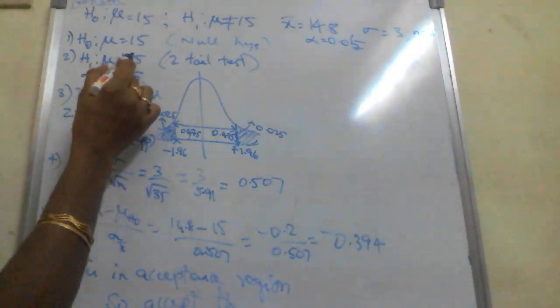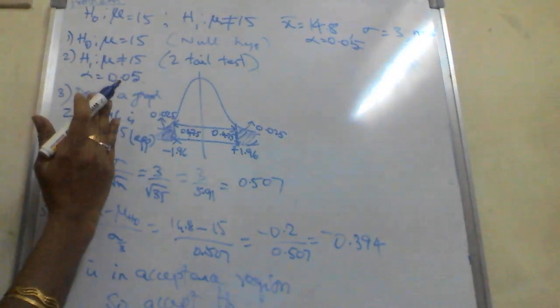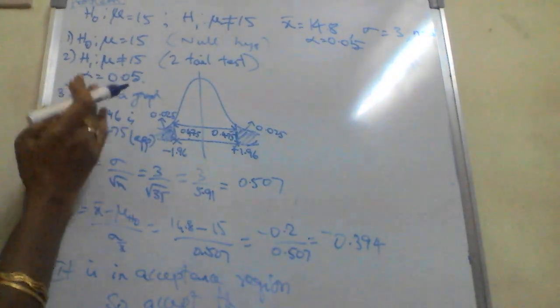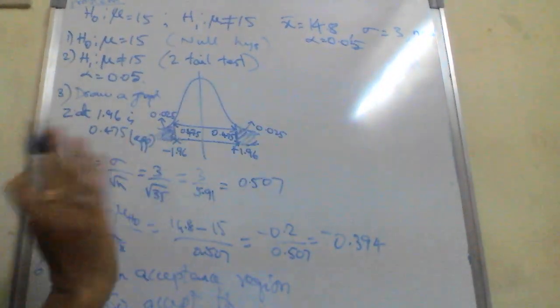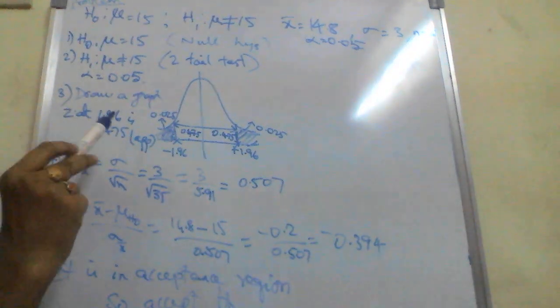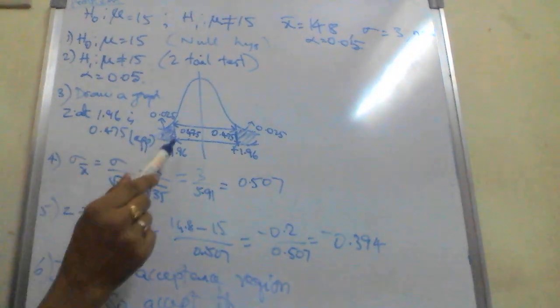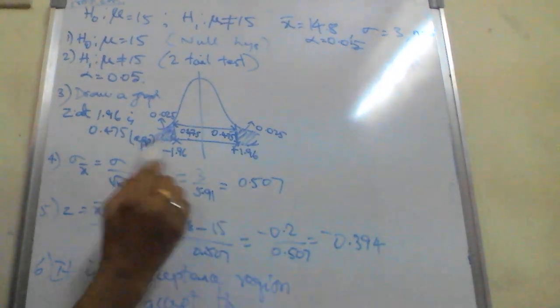If it is less than, the rejection part will be only on the left side, and if it is greater than, the rejection part will be only on the right. Not two rejections. Because of not equal to, we are taking a two-tailed test. That means your rejection parts will be on both the sides.